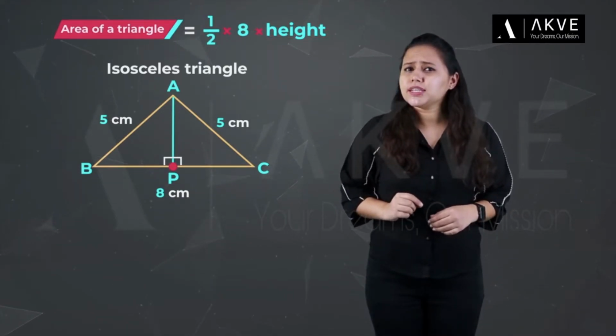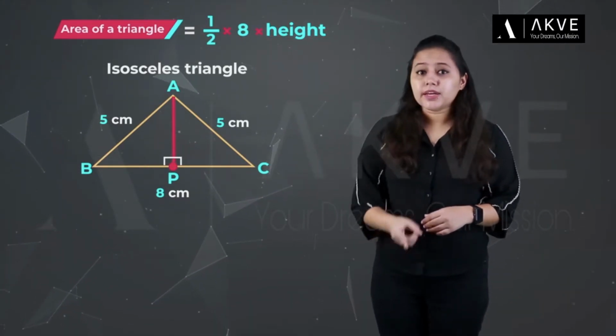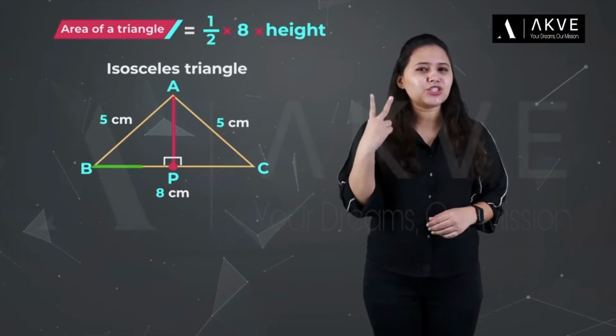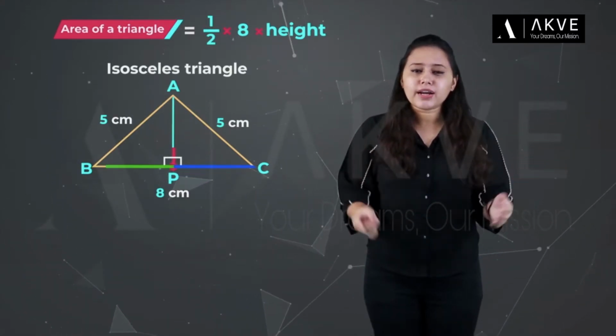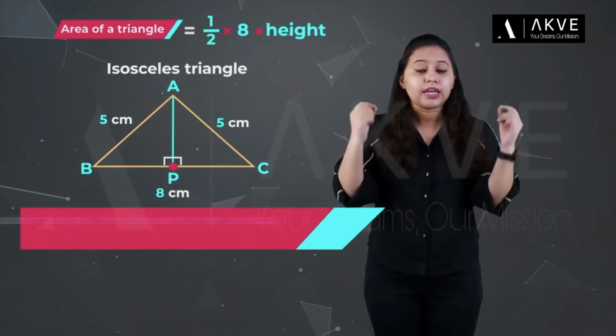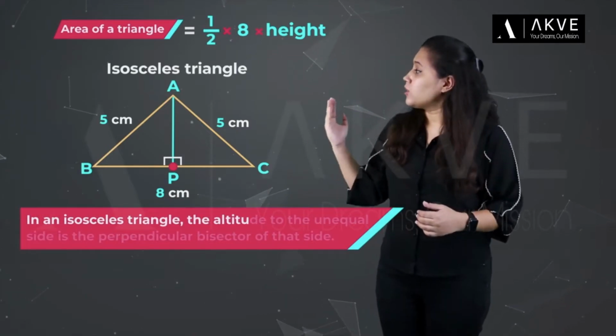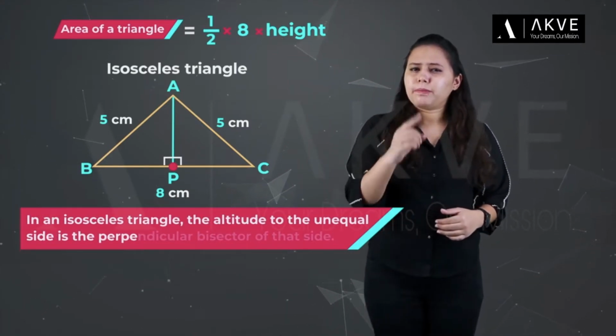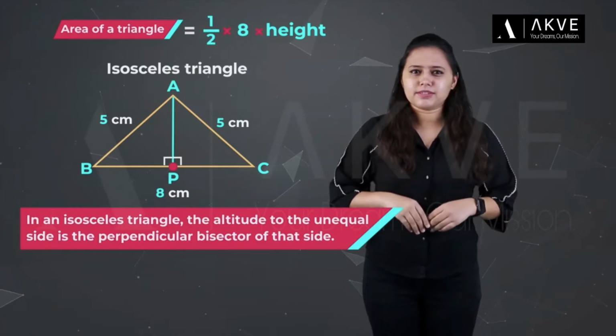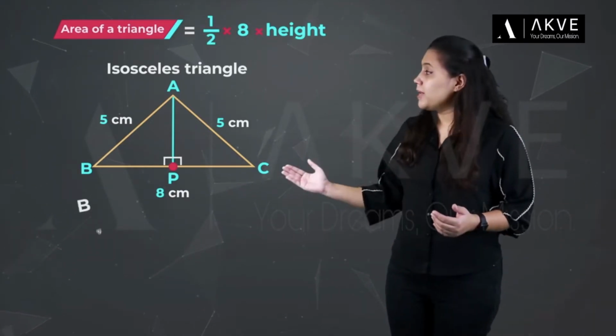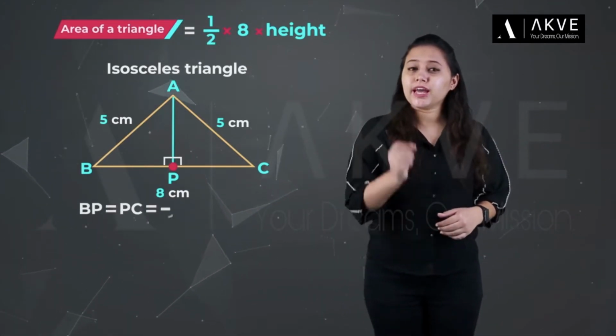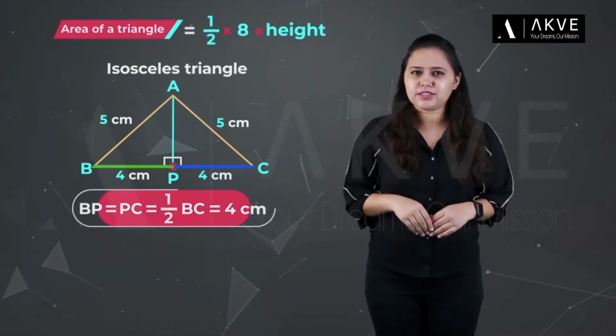You can clearly see that this perpendicular AP divides the base BC in two equal parts. In fact, this is true in general. In an isosceles triangle, the altitude to the unequal side is the perpendicular bisector of that side. Therefore, BP is equal to PC and both are of length 4 centimeters.